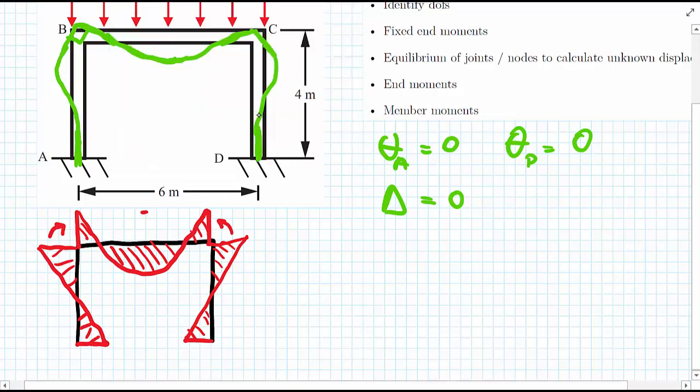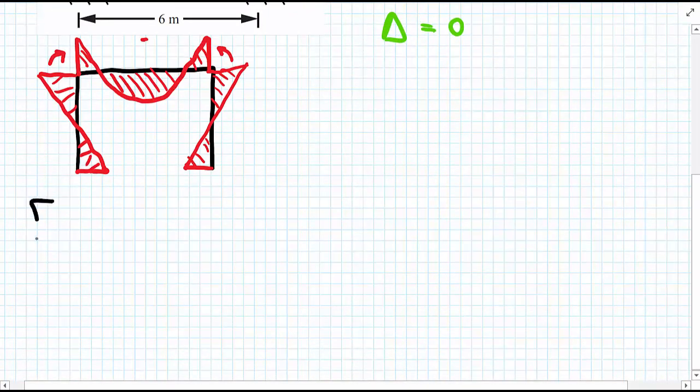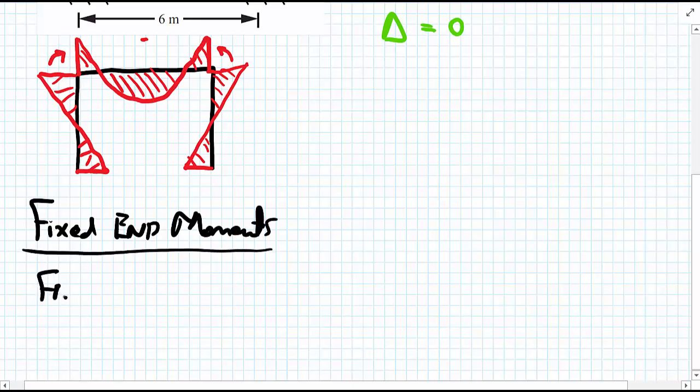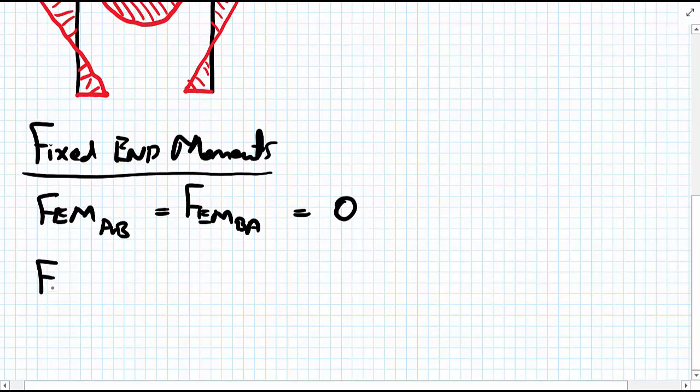We're going to go straight into the next part of the procedure, which is to write down our fixed end moments. If we look at the columns AB and CD, we can see we have no external loading on the columns, so we can very quickly write that FEM AB is equal to FEM BA, which equals 0. And likewise for the right hand side column, FEM CD equals FEM DC, which is also equal to 0.